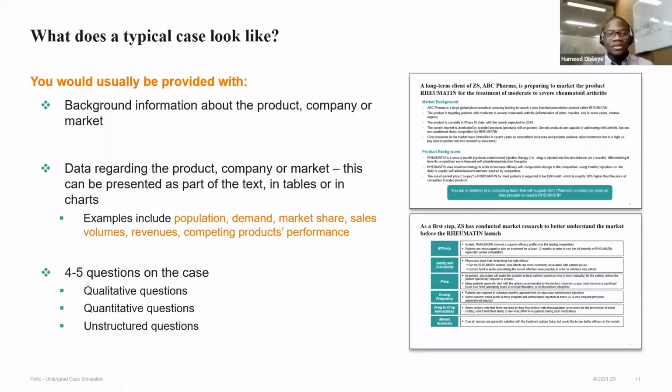That's the first bucket. The second bucket is additional data. Additional data varies from case to case. It's very case specific. It can be anything from population data or demand for a product, market share, sales volumes, any sort of data that's relevant to the case. So it's usually separate from the prompts. And then the third bucket has questions that you're supposed to try to solve.